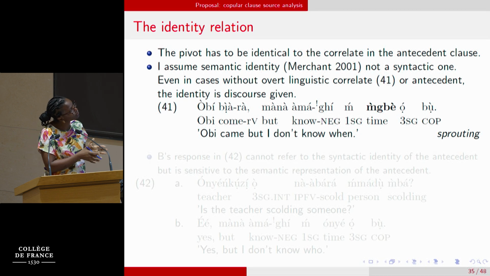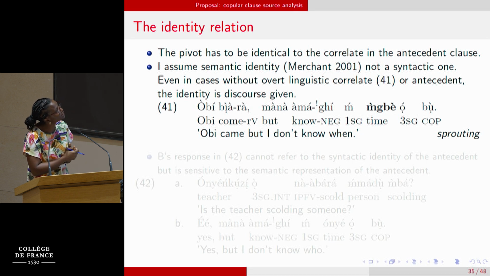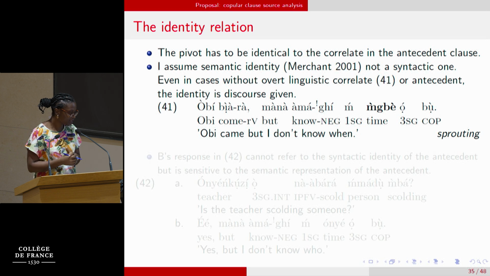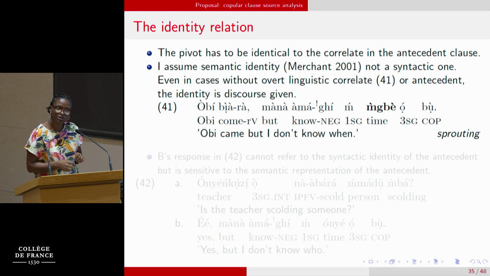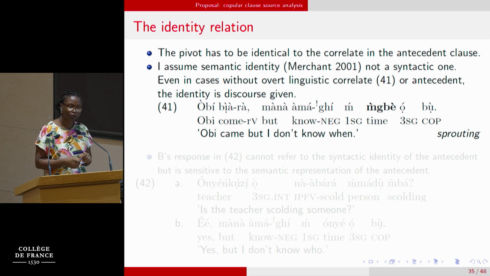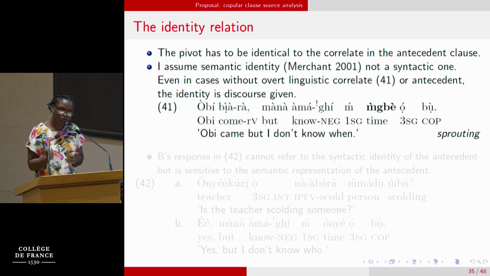So I'm arguing, with what has been mentioned there by Merchant, that it is semantic identity. So it's not a syntactic one. It's not like we have a full-fledged syntax in the sluice site as we have in the antecedent. Evidence for this, the first one, comes from cases of sprouting, where we do not really see an overt correlate in the antecedent clause. If you look at 41, we have "Obi came" without any mention of the time, but then in the case of sprouting, we can actually have "but I don't know when."